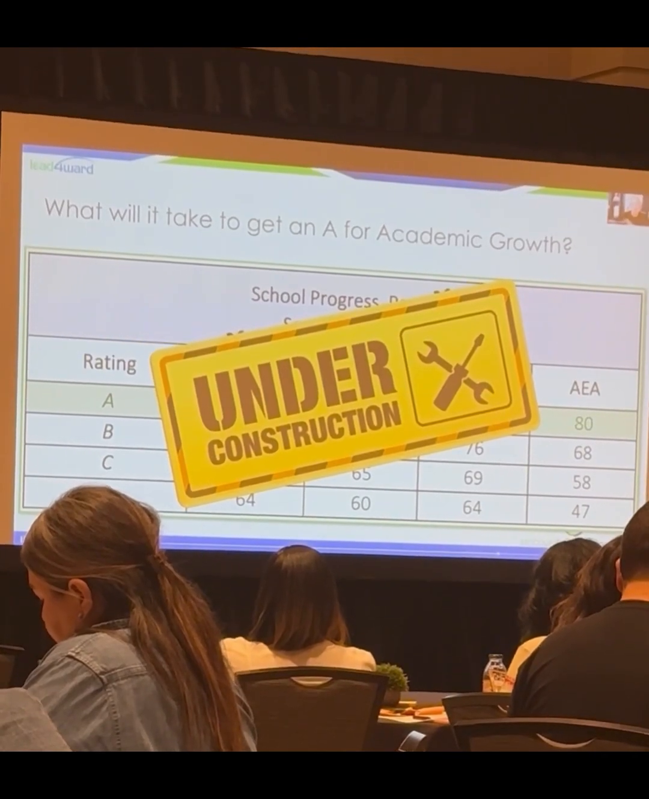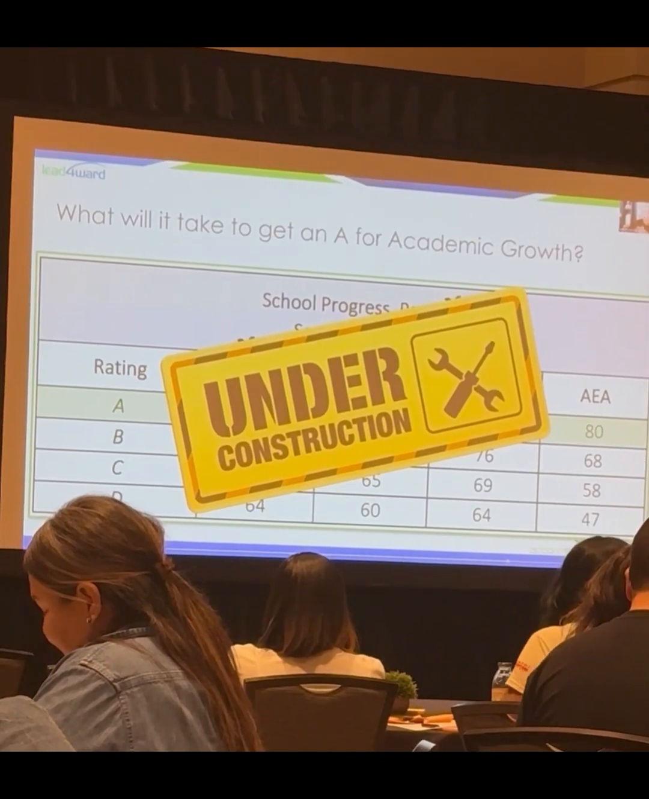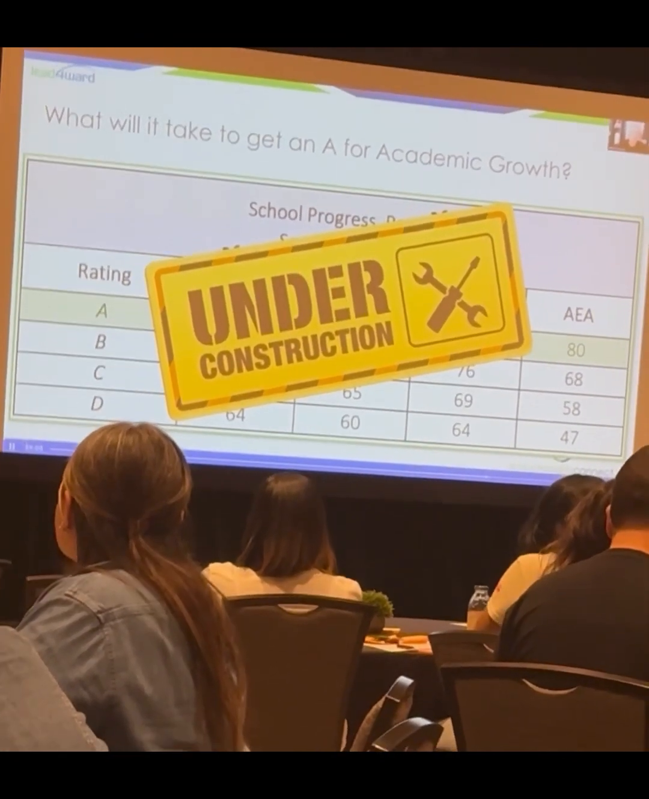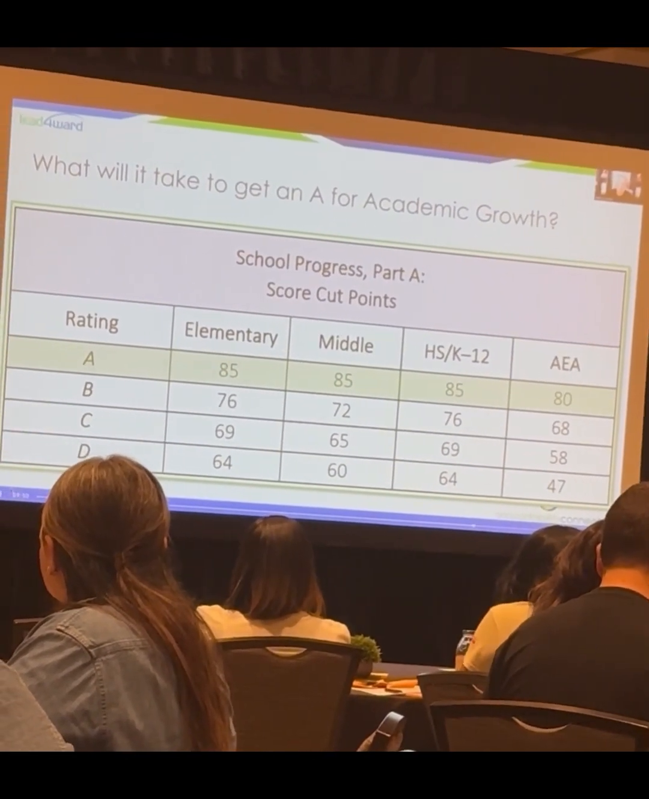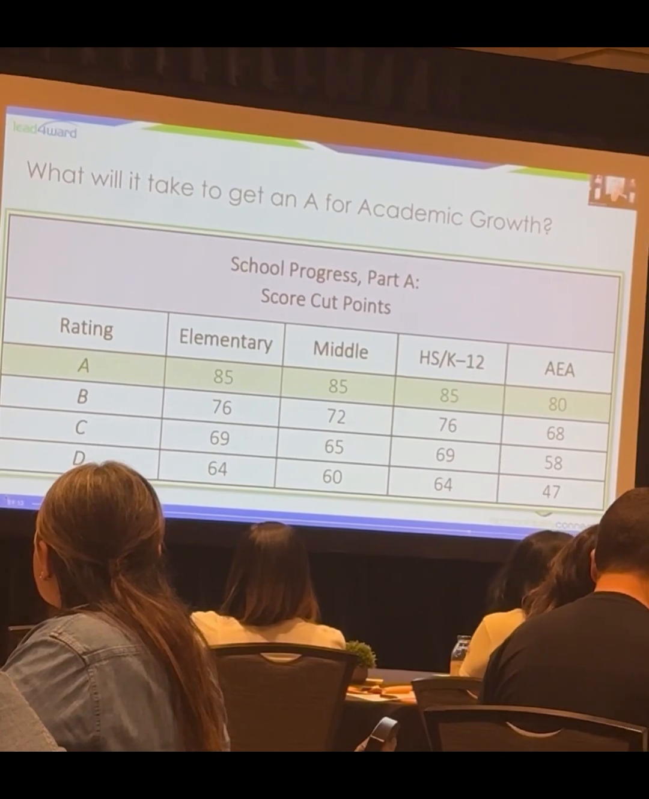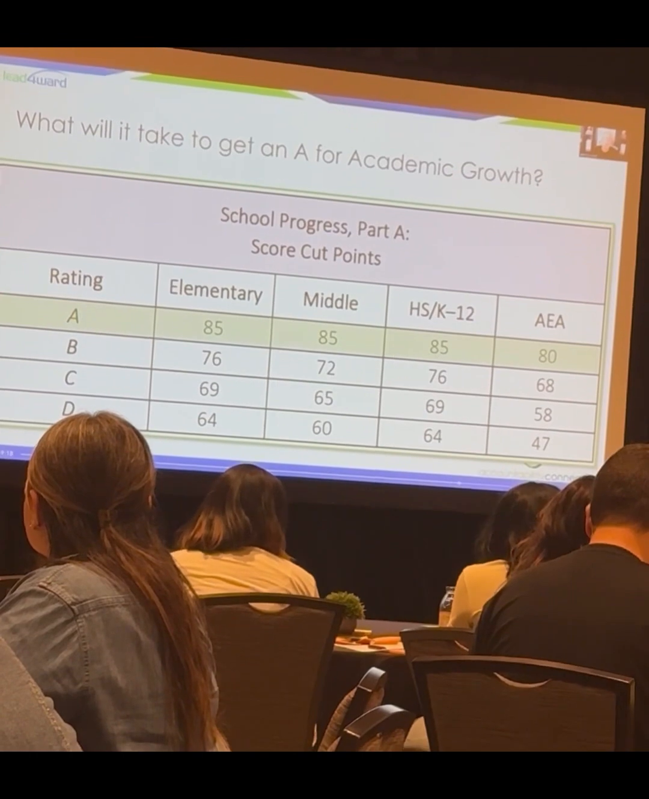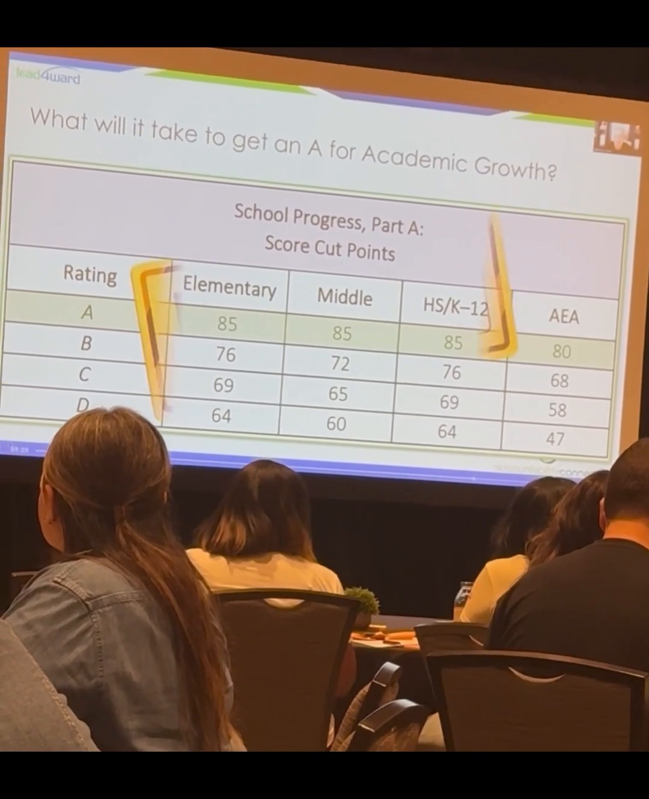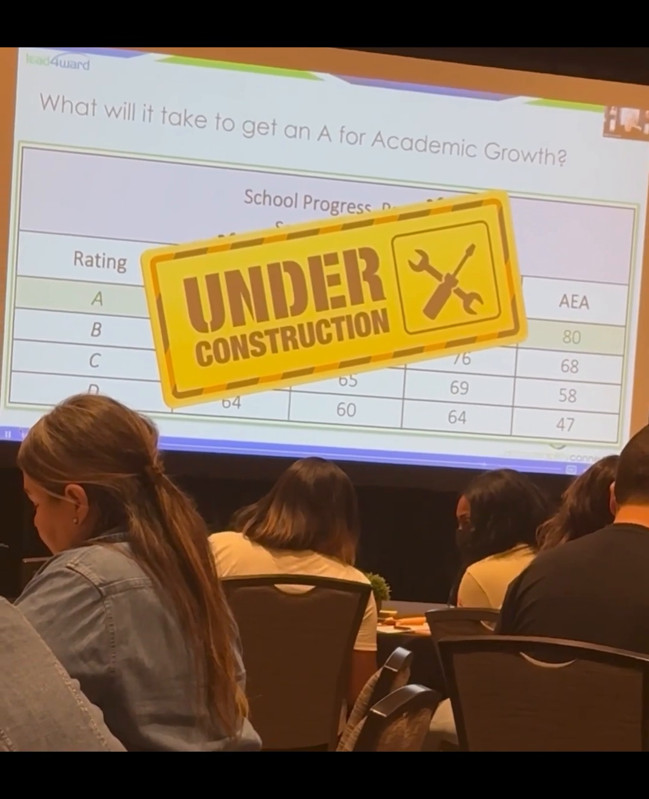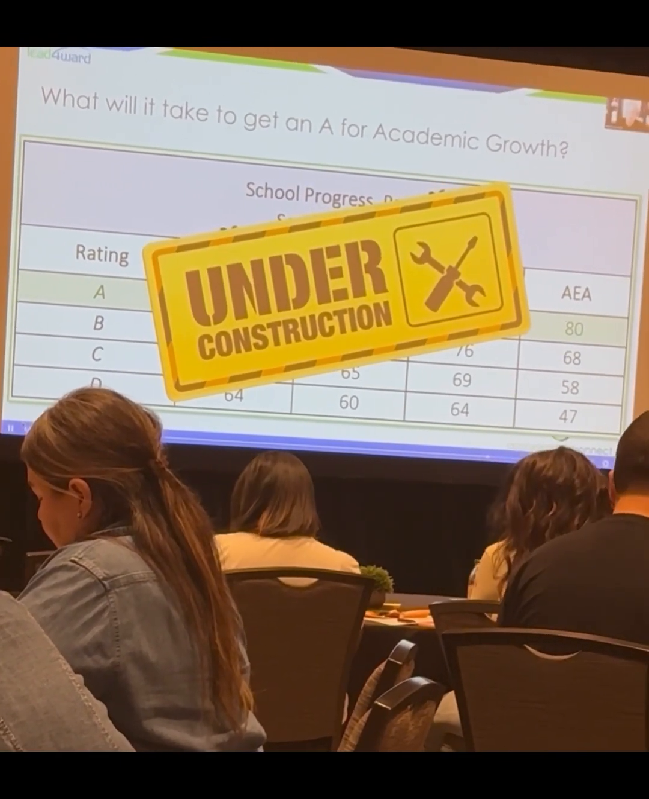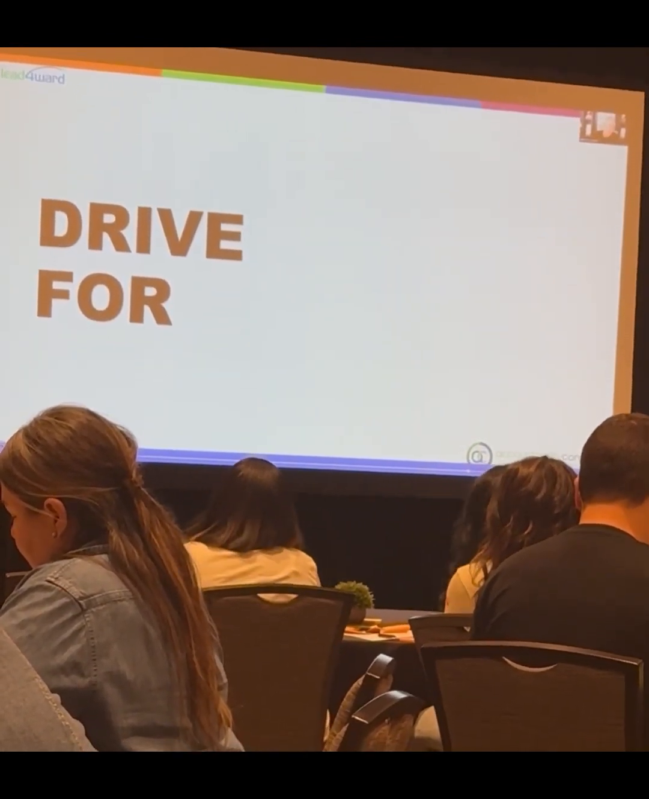Now, I think TEA is pretty clear in the letter that none of the cut points are going to go up. They're all going to be adjusted downward. So when we look at what it will take to get an A for academic growth, I'm going to guess it's going to be a number below 85. What will it take to get a B for academic growth? It will be a number below whatever number is appearing in this table. And then all of the other potential actual academic growth scores from 0 to 100 will also have a scaling conversion.